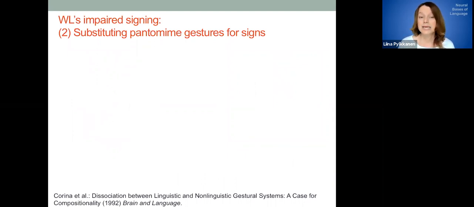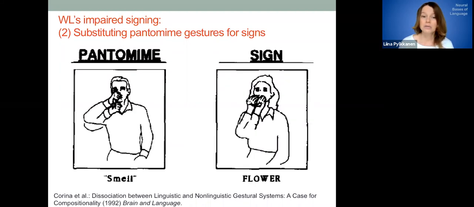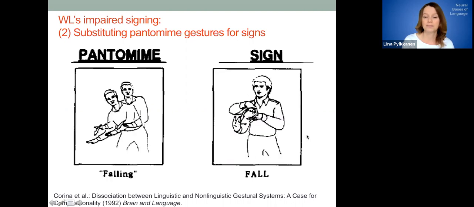The second type of mistake that WL makes is to substitute gestures for signs. So remember on the first slide, I said that sign languages are not systems of gesturing. Gesture and sign are distinct, and this really shows that very clearly. So for the sign of flower, he would actually gesture flower, but that's not the sign for flower. So he'll just use the motion for smelling or something like that.